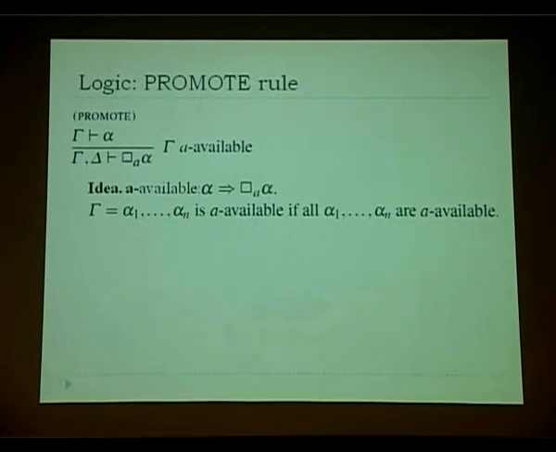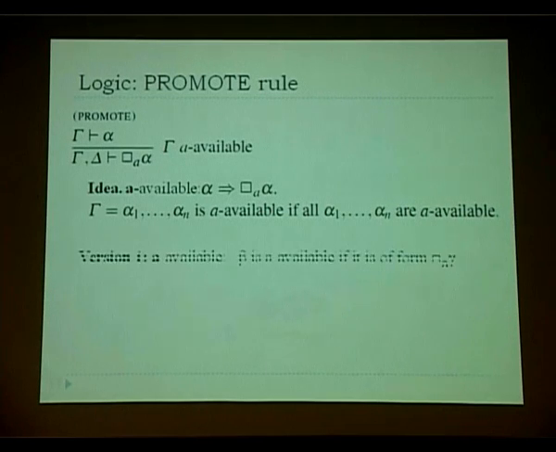And the way I've written it there is going to be the way my logic is going to keep it. So basically, I'm allowed to introduce box on the right if the sequent on the left is something A available, okay? The A being the same A which is indexing the box, okay? And what is the intuitive idea? Whenever you see A available, I want you to think of formula alpha is A available if it implies its boxed A version, okay? That's the idea. And a sequent is A available if all the individual formulas in it are A available, okay?